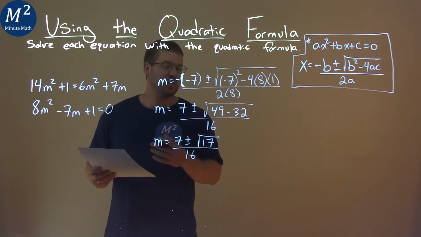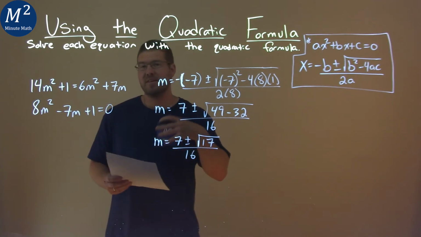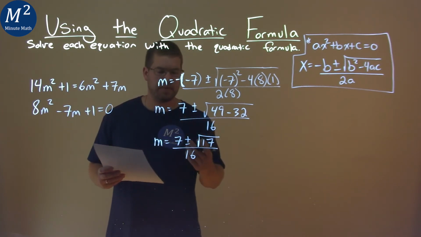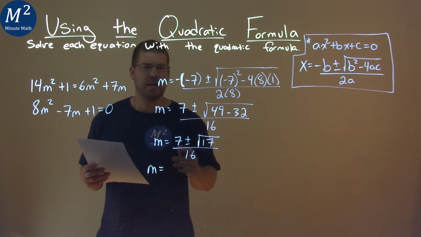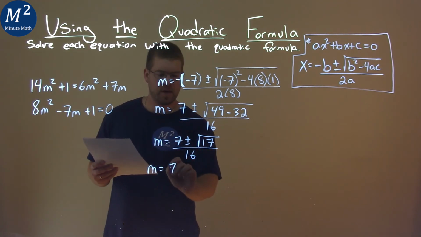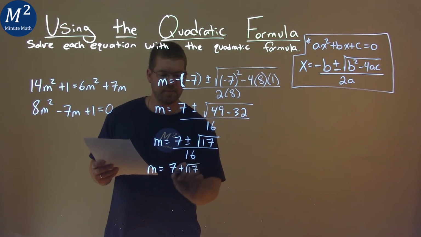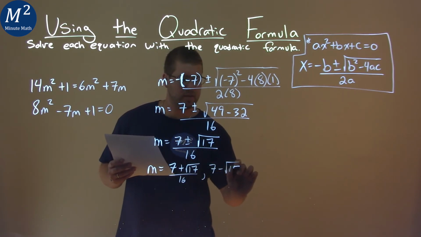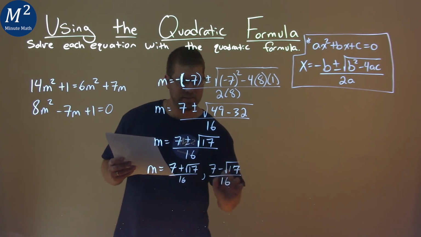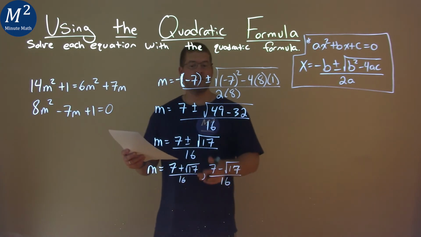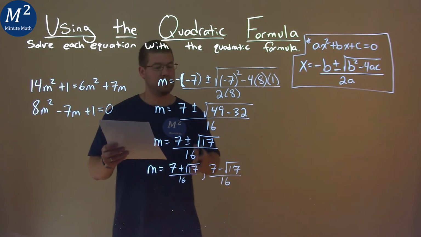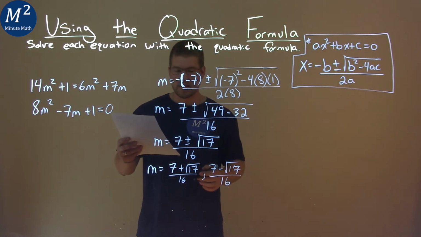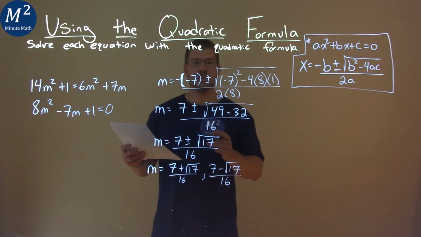Well, this actually doesn't really simplify anymore. Square root of 17 doesn't really break down. Nothing cancels out. So this plus or minus statement we can write as two answers. We have 7 plus the square root of 17 over 16, and 7 minus the square root of 17 over 16. And so our final answer here is m equals 7 plus square root of 17 over 16, and 7 minus the square root of 17 over 16.